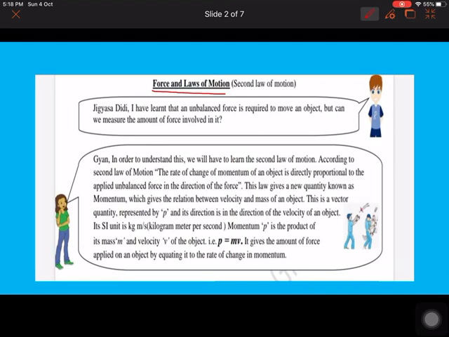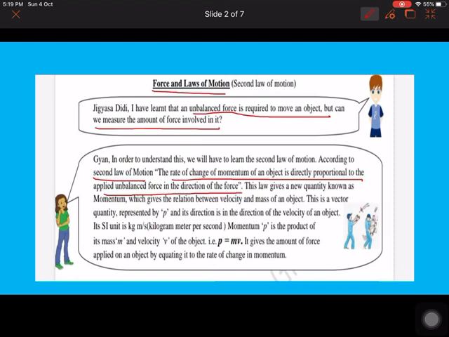Gyan is asking, is any kind of unbalanced force required to move an object, but can we measure the amount of force involved in it? He said that we have read that for moving an object we require unbalanced force, but can we measure the amount of force required? Yes, it is possible. According to the second law of motion, the rate of change of momentum of an object is directly proportional to the applied unbalanced force in the direction of the force.